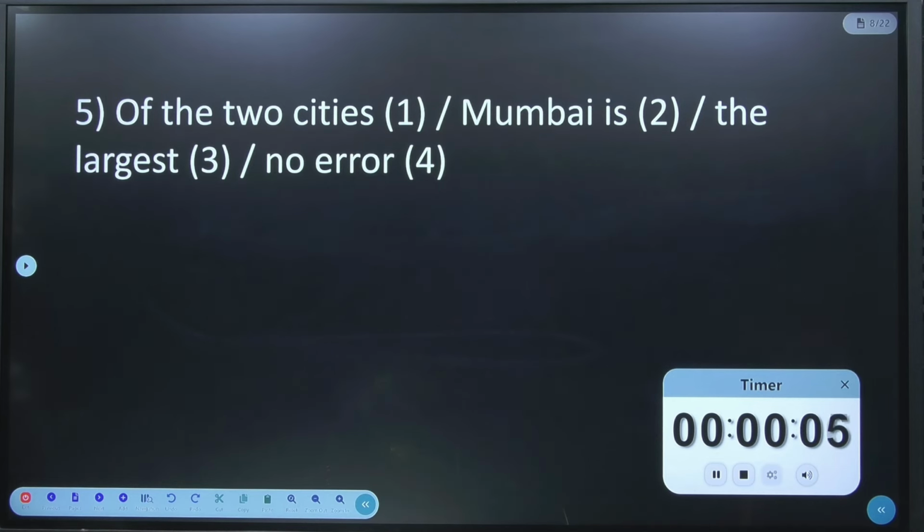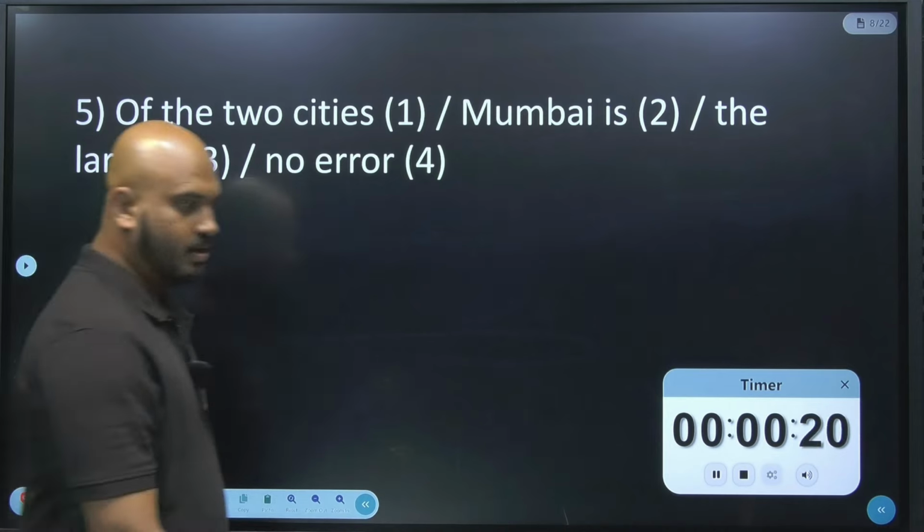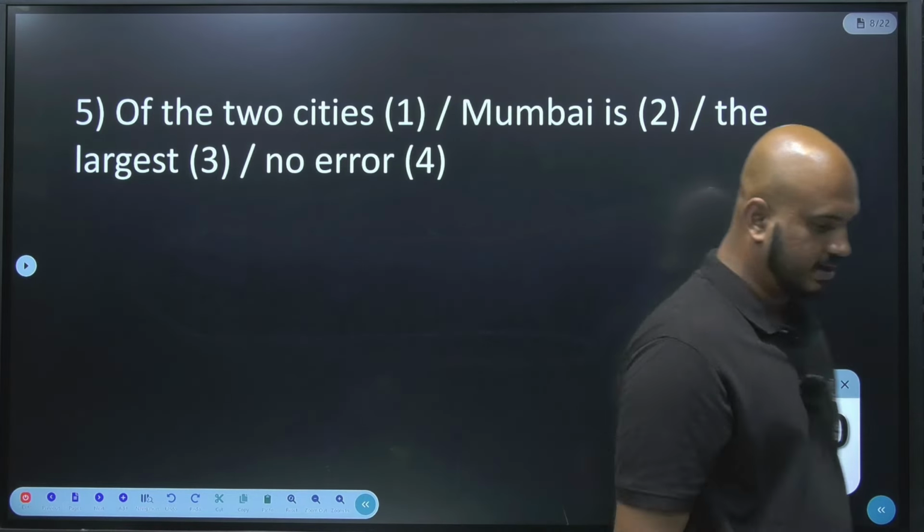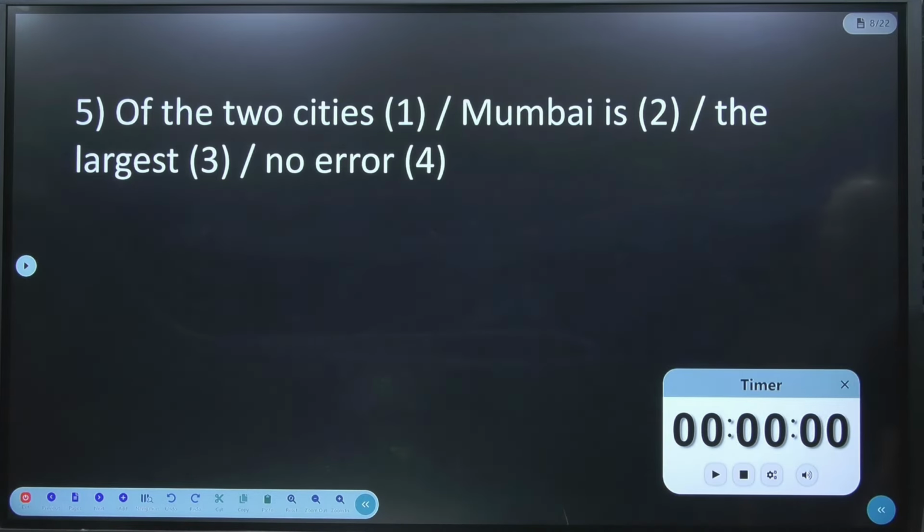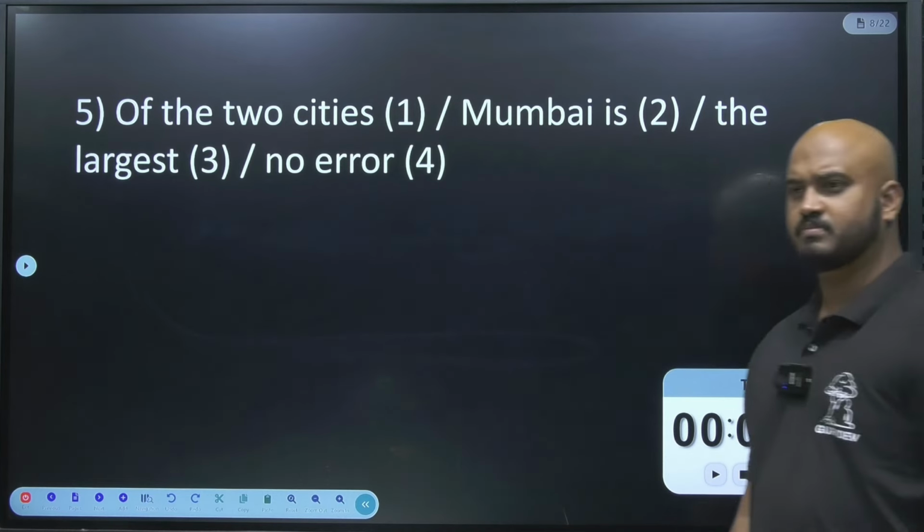Your timer starts now. Alrighty, let's stop it and let's see. Of the two cities, Mumbai is the largest. Very tricky one.